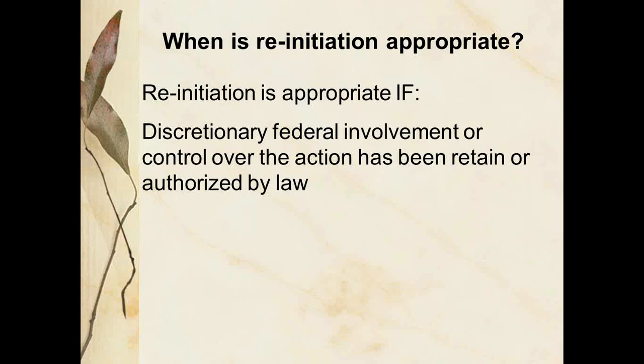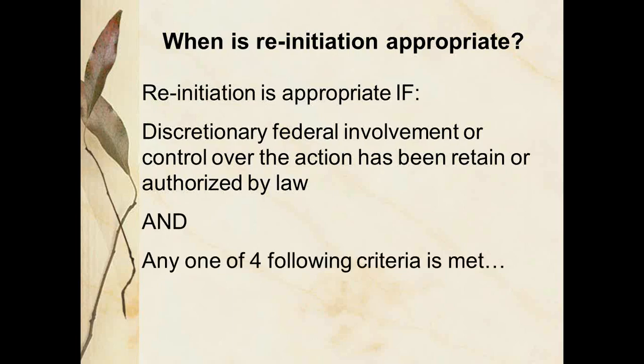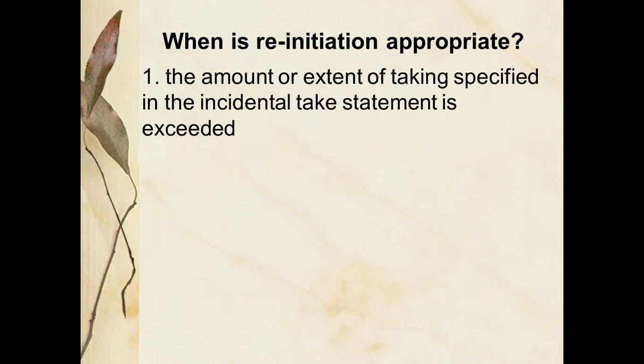We'll come back to this again at the end. So that's the overarching requirement: you've got to have that control still available to be able to reinitiate. And then there are 4 other criteria, and any one of these 4 criteria has to be met. So you've got to have the control, and then any of these 4 criteria that we're going to run through. The first one, you guys hopefully are following along. I think this is all on one slide in your notebook, or 2 slides in your notebook.